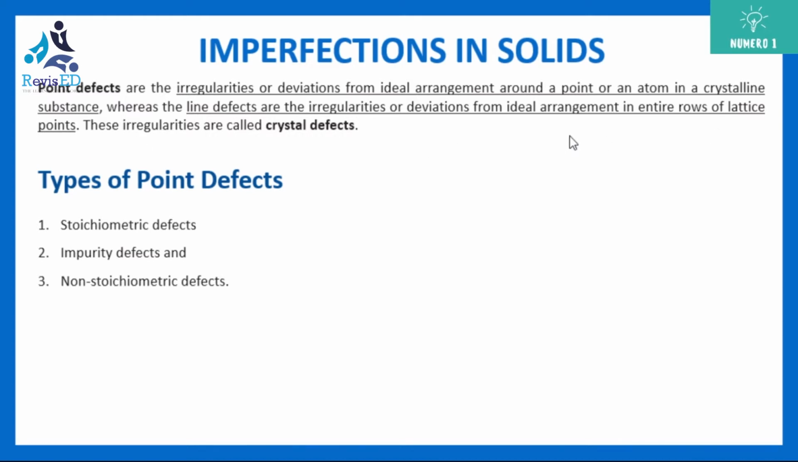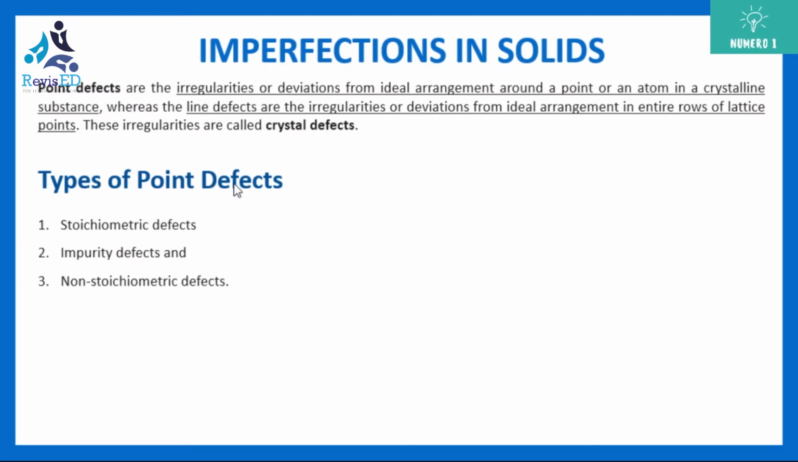lattice points. So let's say you are looking at the two-dimensional arrangement: one row of atoms is like this, another row below, another row below it. If one line is showing some irregularity, or is entirely replaced by something else, that gives rise to your line defect. Both of these defects are irregularities in crystals, so we also call them crystal defects. Now the focus will be only on point defects.